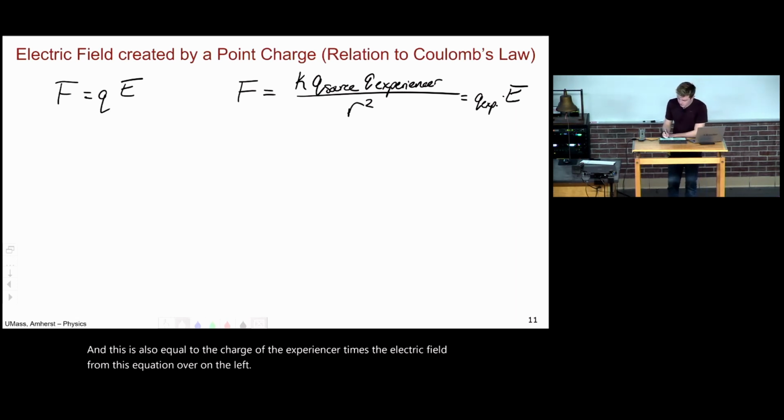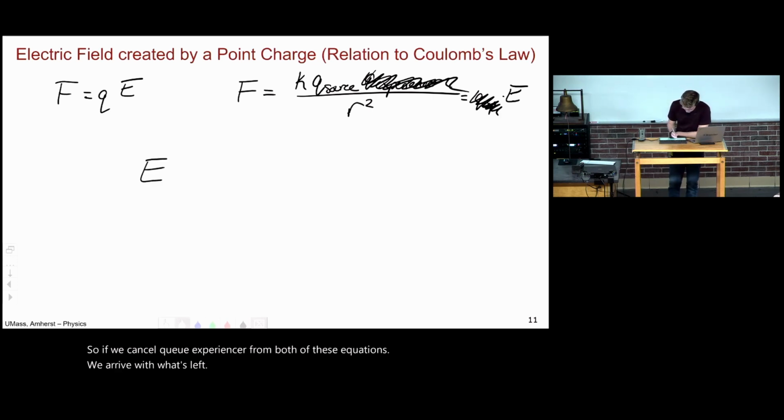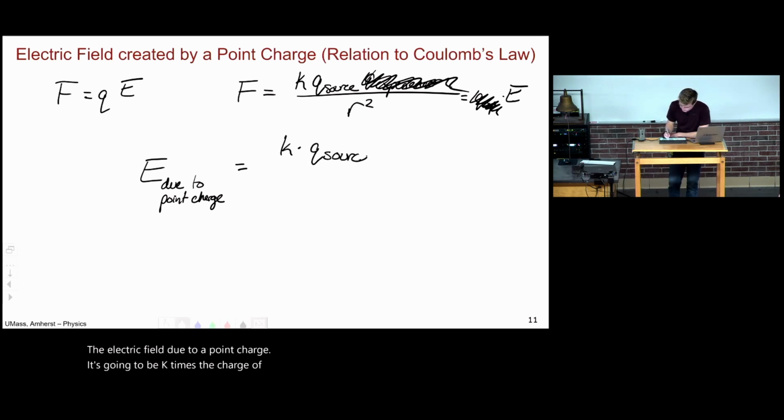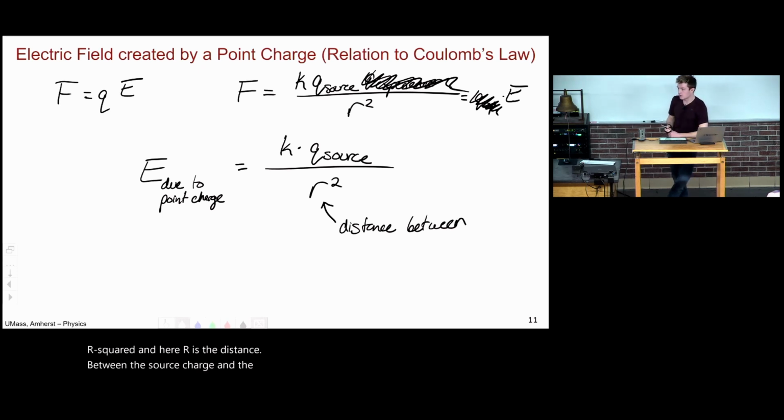So if we cancel Q experiencer from both of these equations, we arrive with what's left, the electric field due to a point charge is going to be K times the charge of the thing creating the field over R squared. And here R is the distance between the source charge and the observation point that you're trying to find the electric field at.